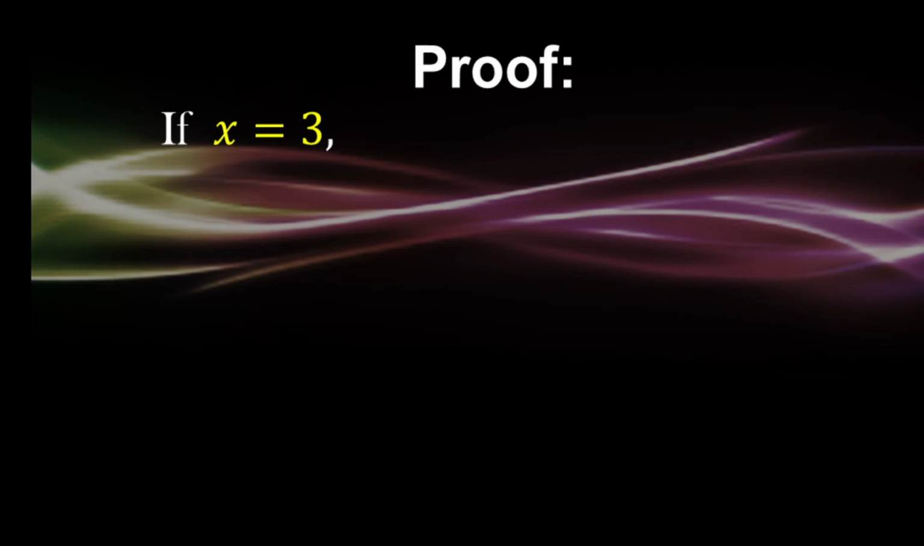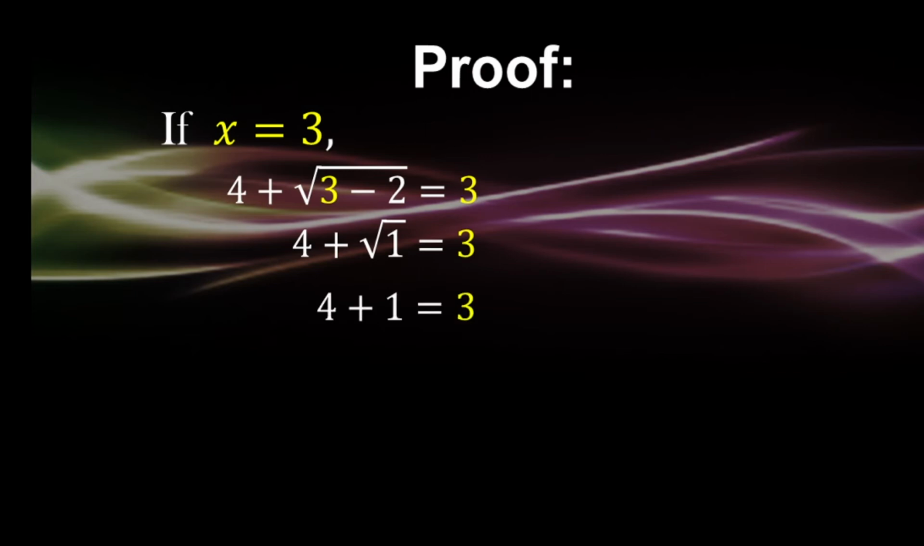If x is equal to 3, we are going to replace 3 to the x in the original equation. Therefore, we have 4 plus the square root of 3 minus 2 is equal to 3, simplifying the radicand. Therefore, we have 4 plus the square root of 1 is equal to 3. The square root of 1 is 1, so therefore, we have 4 plus 1 is equal to 3. And 4 plus 1 is not equal to 3, rather it is 5. So that makes 3 an extraneous solution.